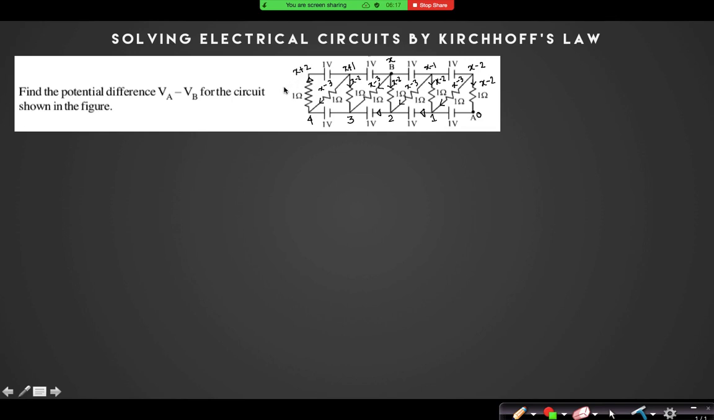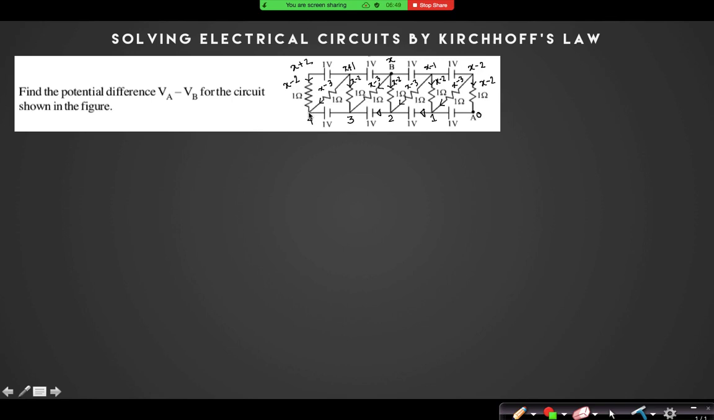Sir, how can it be in that direction? You can take the current in any arbitrary direction, no problem. If you take the current in the opposite direction, there is also no issue. If you want to take this current in the opposite direction, this is x plus 2, this is 4. I only have to apply the junction law, so x plus 2 minus 4 is x minus 2. So this current is x minus 2.